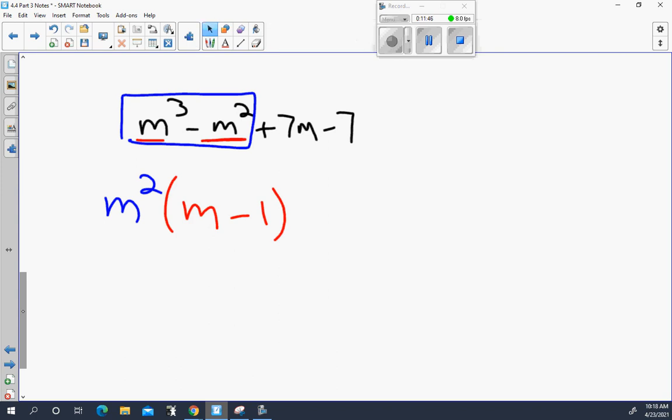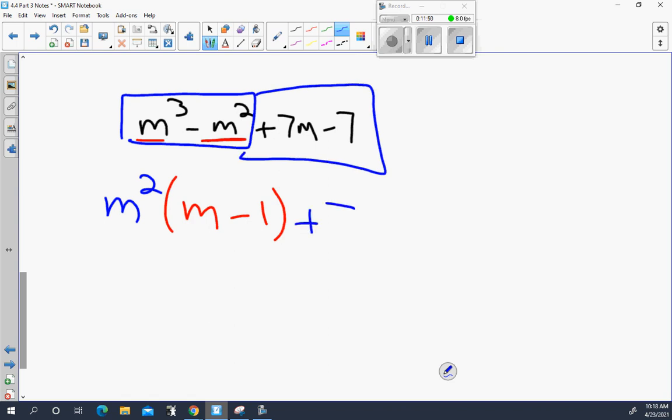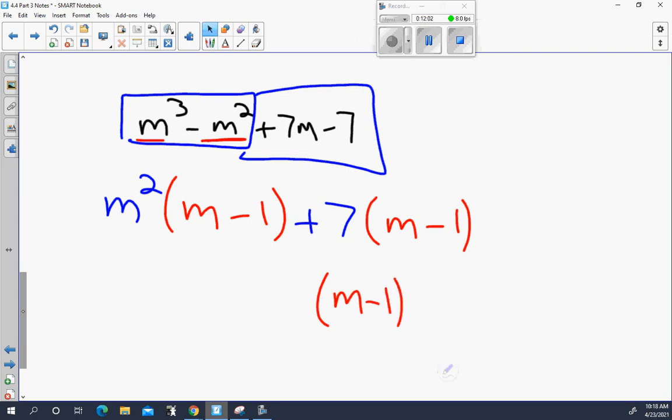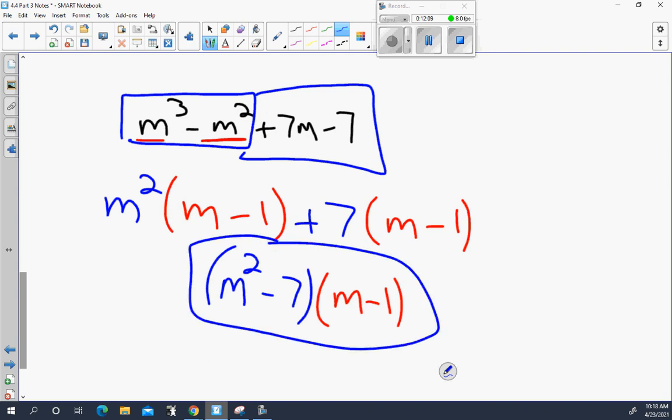Now, what can I take out of these? I can take out a 7. 7 times m minus 1. Good. So m minus 1, there's 1 parenthesis, and then m squared minus 7, there's another. And I can't factor out anything else, that was it.